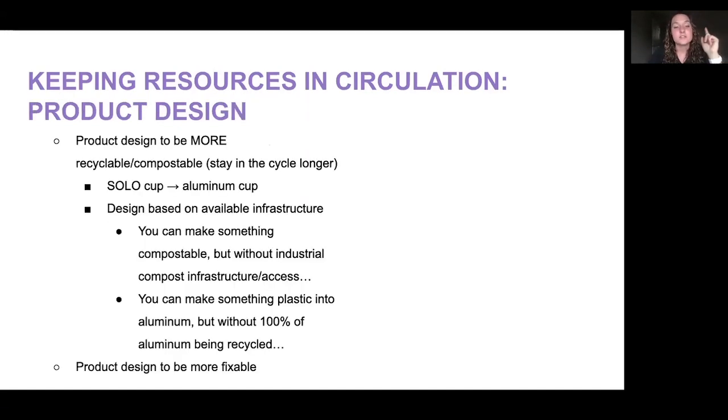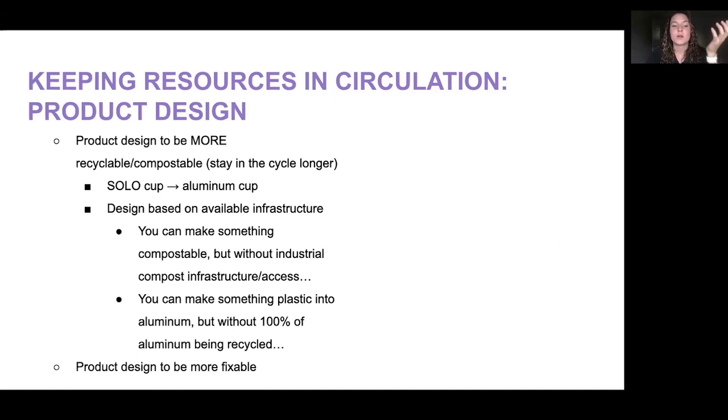Okay, so here's our 4th tool in our toolbox to bend our linear system into a circular one. So talking about how we can use product design to keep resources in circulation. Again, in an ideal world, all products are being designed to be durable, reusable items that will not have to go into any bin for a long time after use. But if we can't do reusable, we want to design products to be able to circulate in the system as long as possible without additional input from mined natural resources.